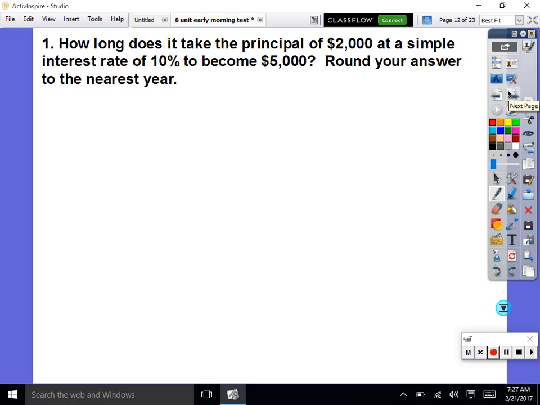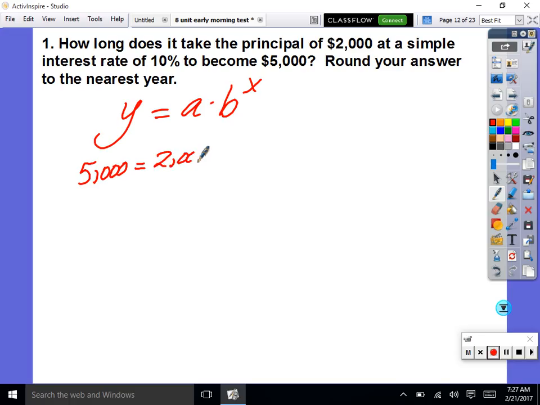Okay, this is the part of the test that says this is the calculator portion, but I'm letting you use your calculator for all of it. So it says, how long does it take a principal of 2,000 at a simple interest rate of 10% to become 5,000? It does not say anything about compounding continuously, right? So you would use this equation: y is equal to a times b raised to the x. So this is the amount in the end. How much do we have in the end? 5,000, right? The amount to begin with was 2,000. It says a simple interest rate of 10%, so wouldn't that be 1.10 raised to the x?